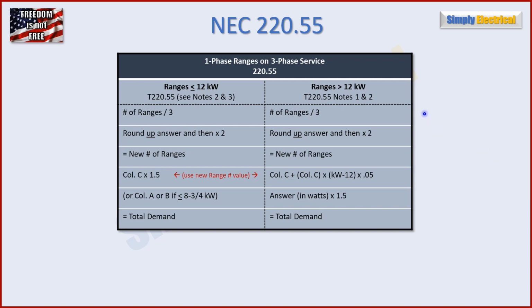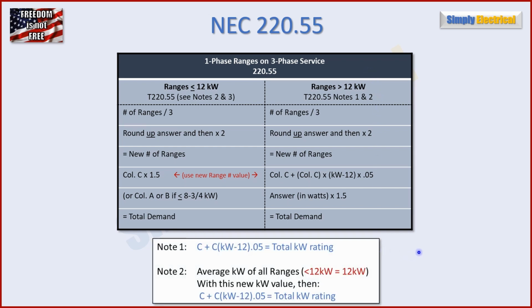Now the right column is very similar for ranges over 12 kW, but we have to apply the formulas from notes 1 and 2 of table 220.55. Recall these formulas from earlier. If we have ranges that are all the same kW value, we use the note 1 formula. If we have ranges of varying values, we average them first with the special 12 kW minimum value and then use the formula. Refer back to slides 13 and 14 of this video to see that again in detail. And that's how we calculate one-phase ranges on three-phase feeders.